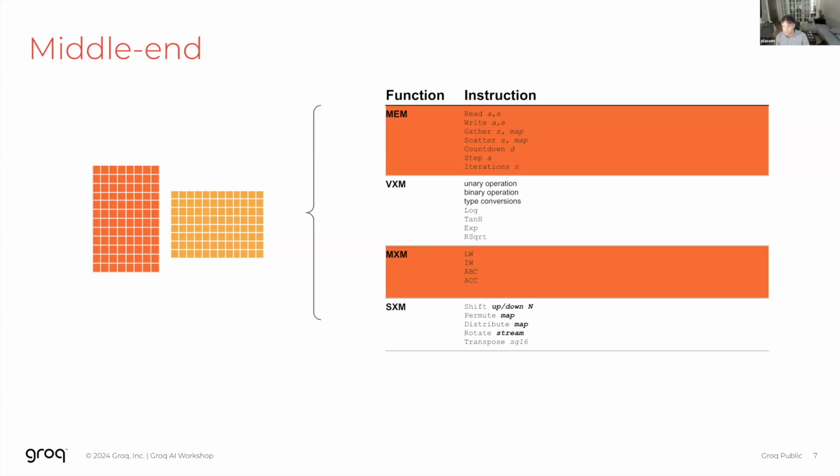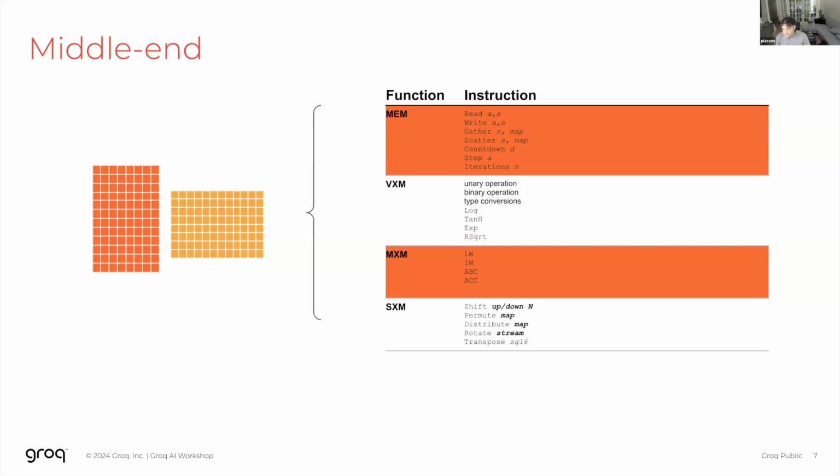The next job of the middle end is to translate these graph operations into instructions that explicitly control the functional units. In the case of matrix multiplication, we would rewrite this into a series of operations that target the MXM, so load weight, install weight, activation, buffer control instructions, and possibly a series of memory reads and writes as well. A transpose might use operations on the switching module, so some shifts and permutes, and more interesting operations might use a combination of instructions from different functional units.